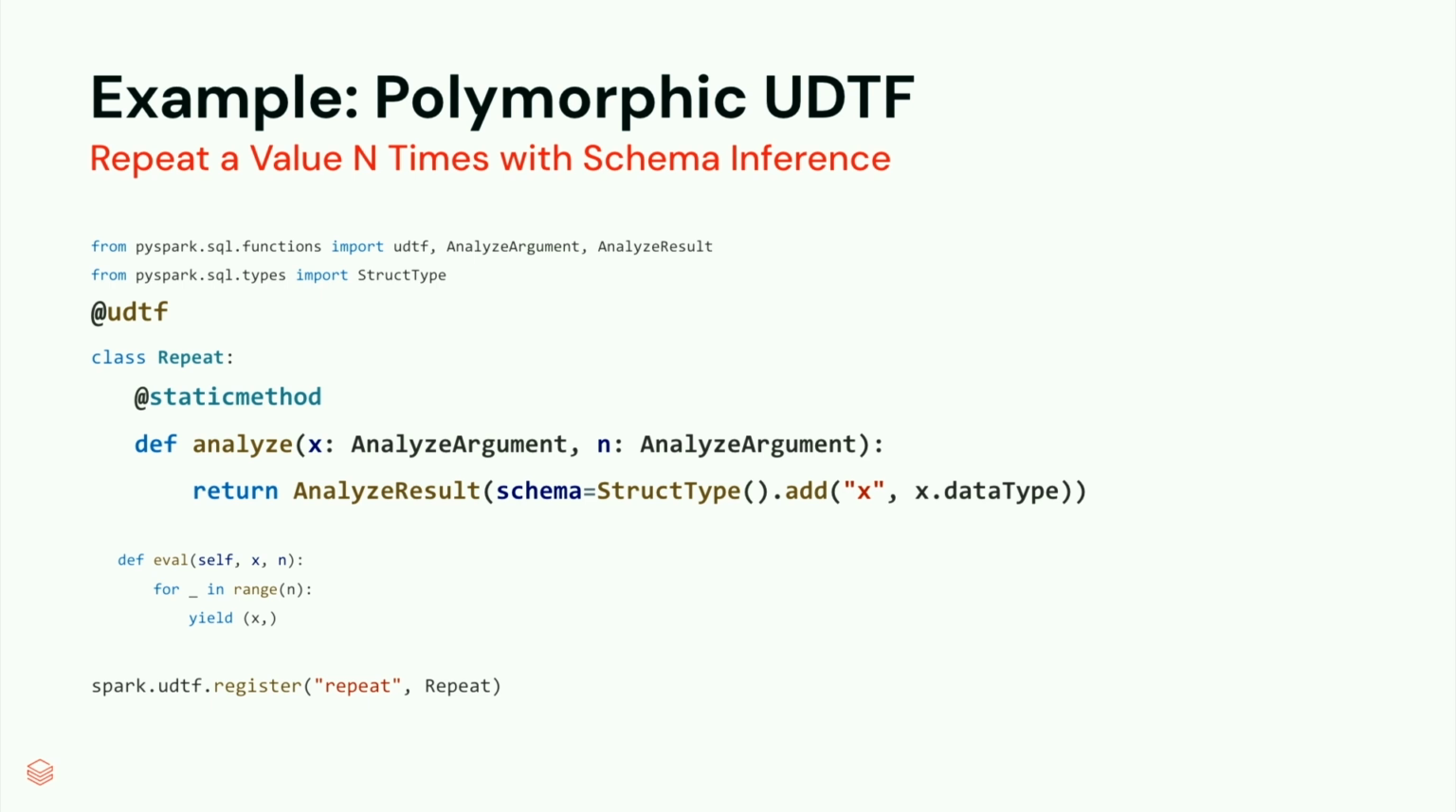Here's the polymorphic UDTF example. This is called repeat. It takes a value and a count and emits that value multiple times. This function isn't just generic in behavior, it's also generic in output type. The key is the analyze method. It inspects the argument types and dynamically returns a schema, in this case, a single column that inherits the type of the first argument. This makes the function type flexible while still enabling schema inference and validation.